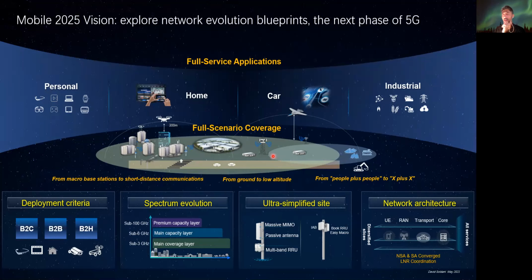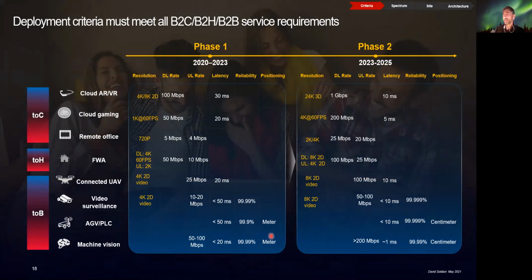And in order to achieve and realize this vision, what we need to have in place are proper deployment criteria, so that we can enable business to business, business to customers, and business to home. We need to be able to support all spectrum. We must simplify the sites. Of course, the network architecture has to evolve accordingly, so that we reduce cost, at the same time meet all types of performance requirements.